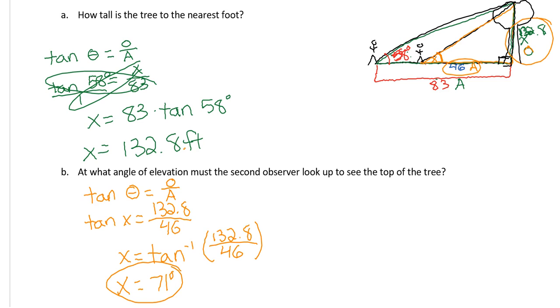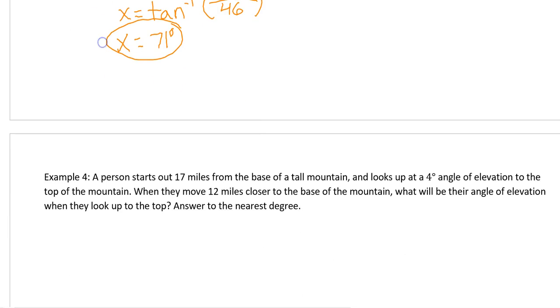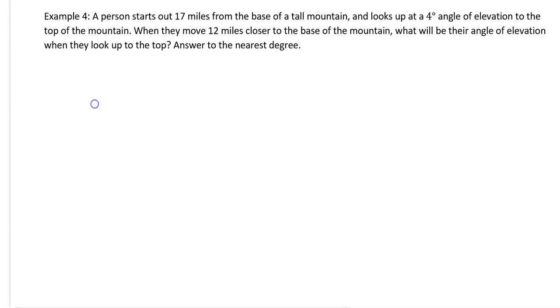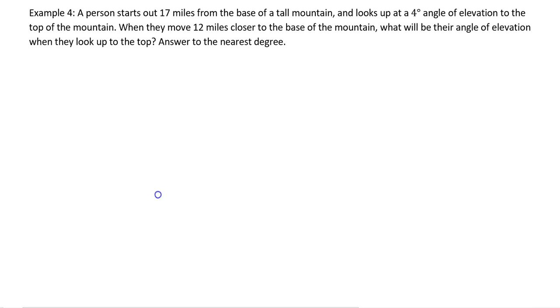As you move closer to something, if you're walking towards a building, you have to look up more and more and more to see the top. So the closer person should have a larger angle. All right, we have one more problem, which is very similar to that last one we did.